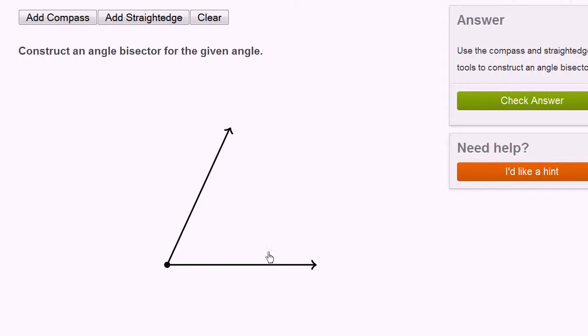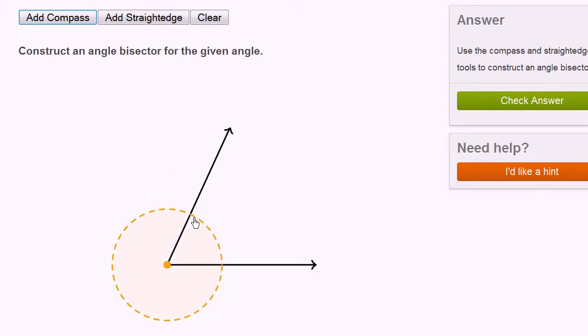So let's first find 2 points that are equidistant from this point right over here on each of these rays. So to do that, let us draw one circle here. And I can make this of any radius. Wherever this intersects with the rays, that's where I'm going to put a point. So let's say here and here. Notice both of these points, since they're both on this circle, are going to be equidistant from this point, which is the center of the circle.